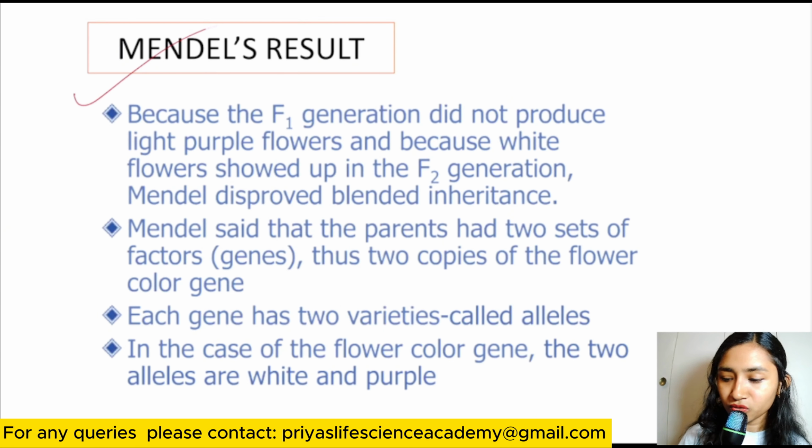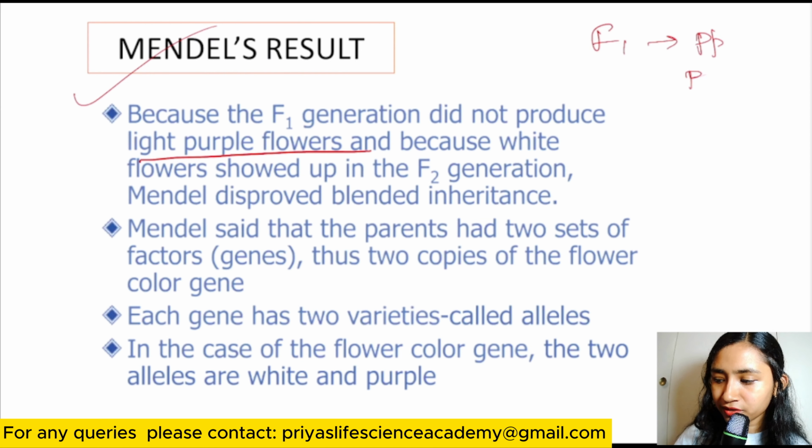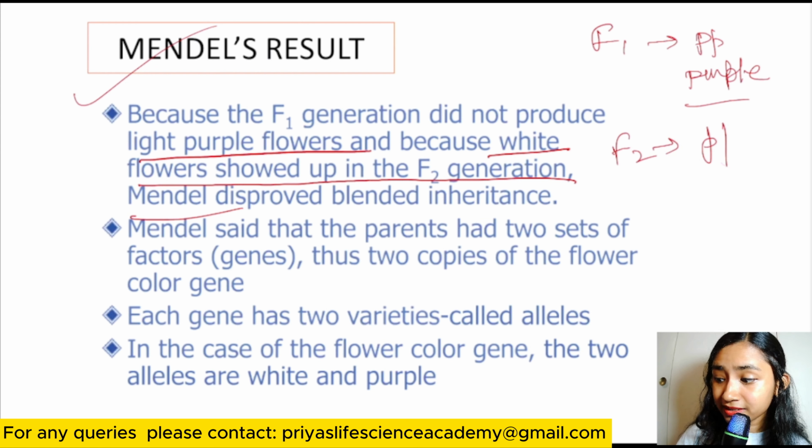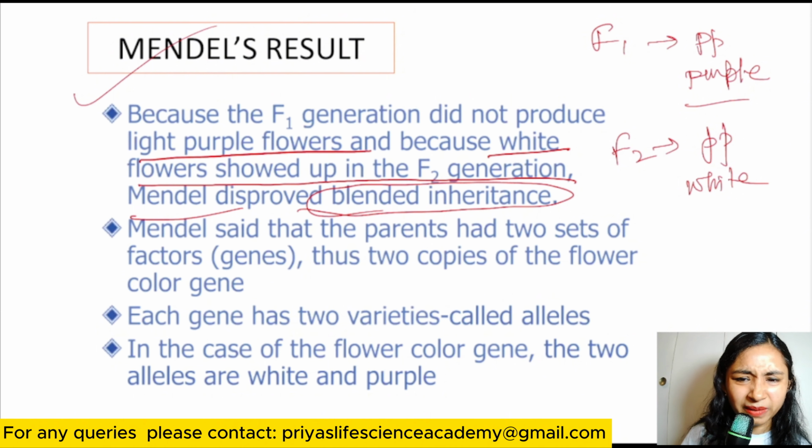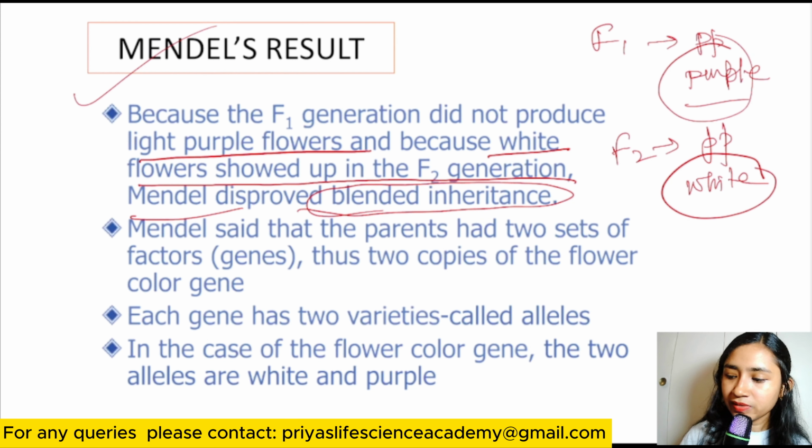Okay. So what is the result of Mendel's experiment from the first cross? In the F1 generation we did not see any light purple flowers; in the F1 we only see purple flowers. And because white flowers showed up in the F2 generation, in the F2 we again see white flowers. So Mendel disproved blended inheritance. He first thought there might be some blending of capital P and small p, light purple flowers or anything, but no, there is pure purple and pure white. Purple will be capital P, small p, and white will be small p, small p.